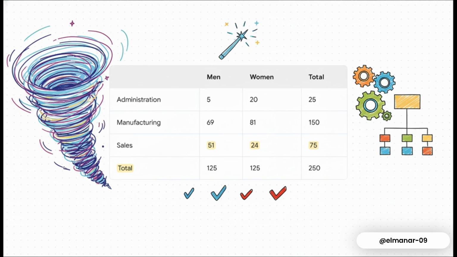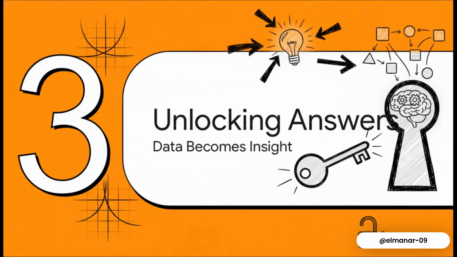The total for the sales row has to be 75 because all the departments have to add up to 250. And the number of men in sales has to be 51 because that column has to add up to 125. That leaves 24 women in sales. Every row adds up, every column adds up. Boom. Chaos organized.